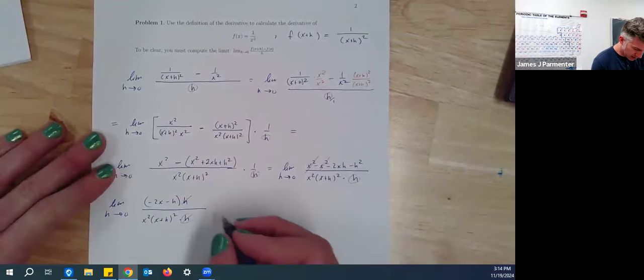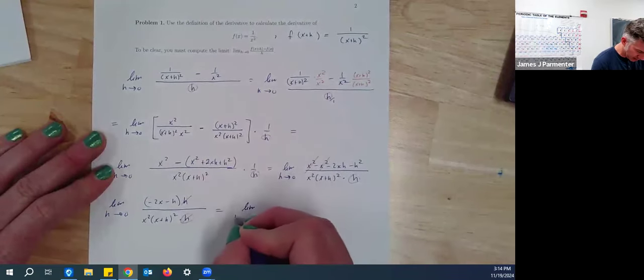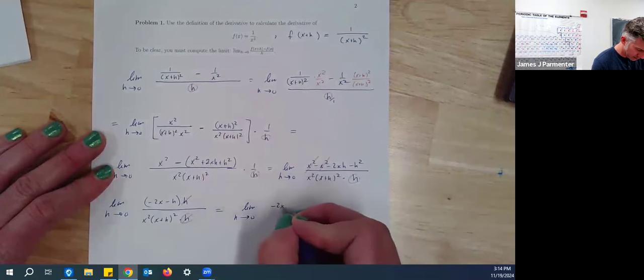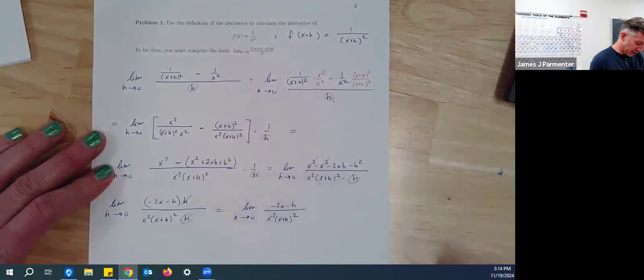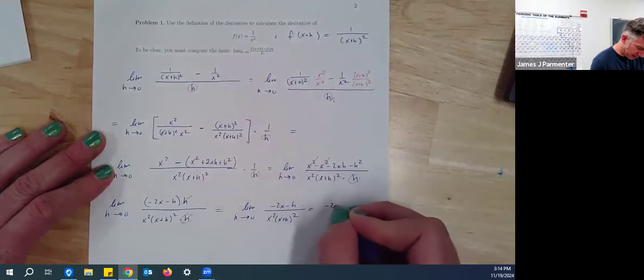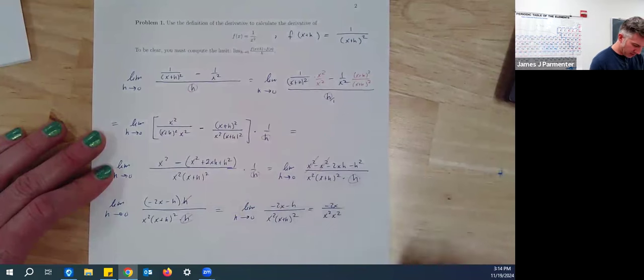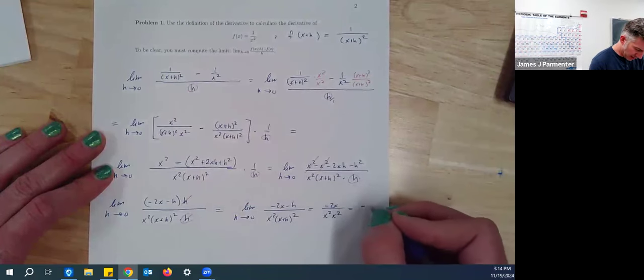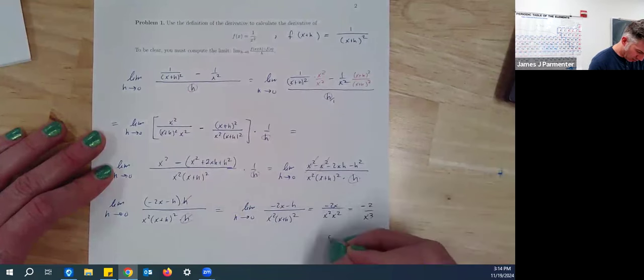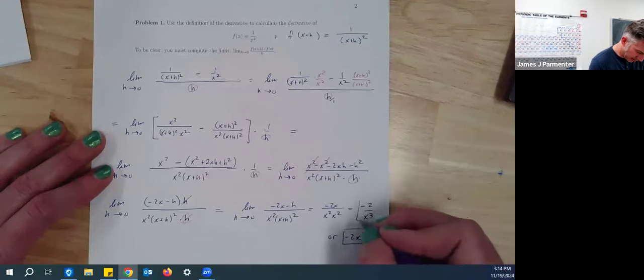But now that means we're left with something where we can actually plug in zeros for the rest of the h's, because now I won't end up dividing by 0 when I do that. I'm going to get negative 2x minus 0 over x squared times x plus 0 squared. And when we simplify this, it's going to become negative 2 over x cubed, or negative 2 times x to the negative third. Either way is fine to write it.